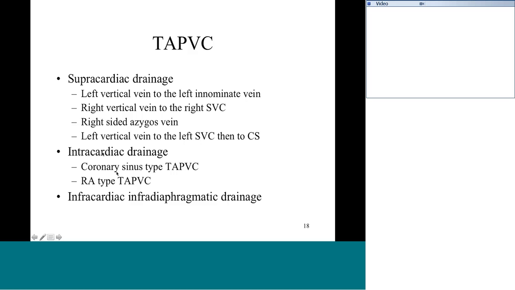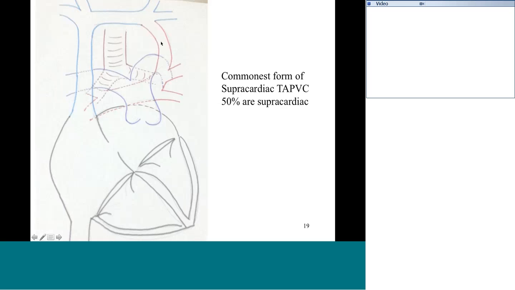Intracardiac are of two types. One is the coronary sinus and second is the right atrial type. And the third one is infracardiac. This is the classical supracardiac TAPVC which causes the figure of 8 appearance. So this shadow is the upper portion of the 8 and this shadow is the lower portion of the 8. It's also called the cottage roof appearance or snowman appearance. This is the commonest form of TAPVC.